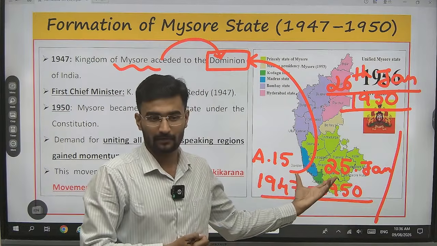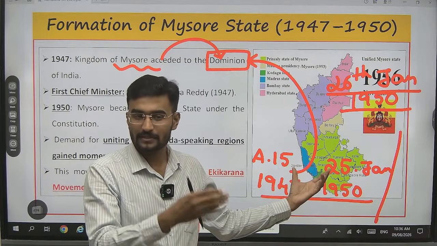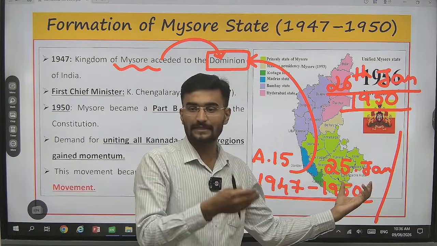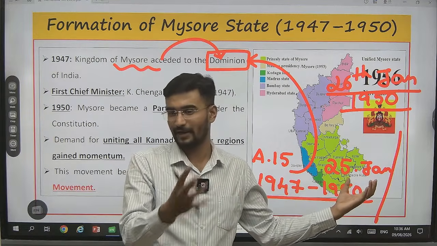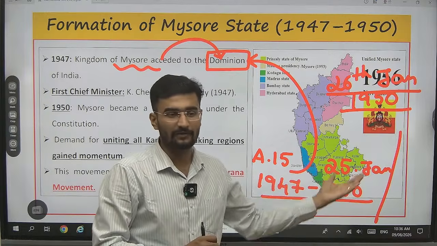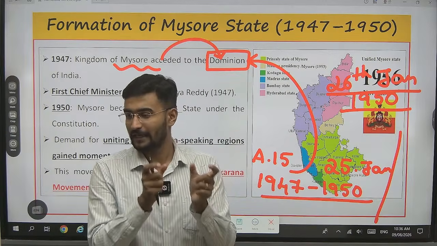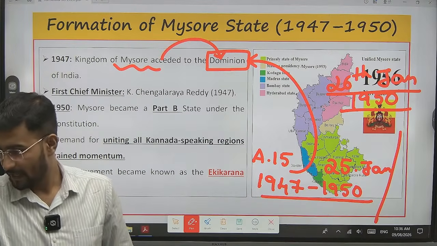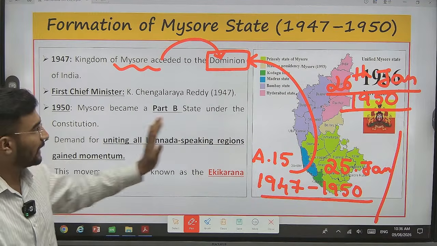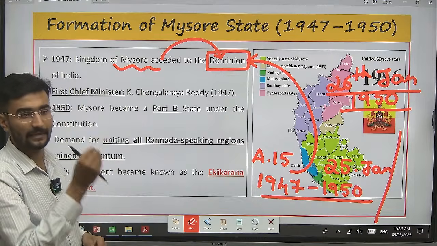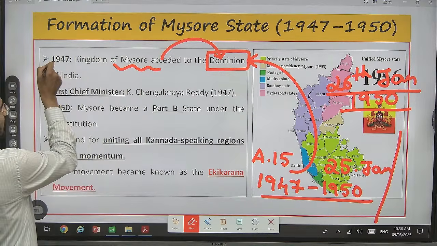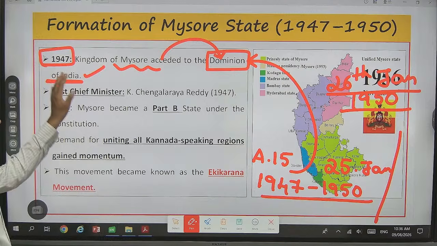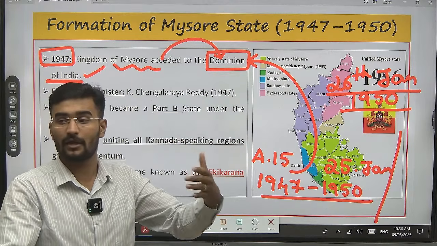And this is asked as an example question. What was the status of India starting from August 15, 1947 till 26th of January 1950? 25 or 26, whichever you want. What is the status of India? The status of India, we call it a dominion status. Yes, it is dominion status. Starting from 1947, we integrated it into the dominion of India.